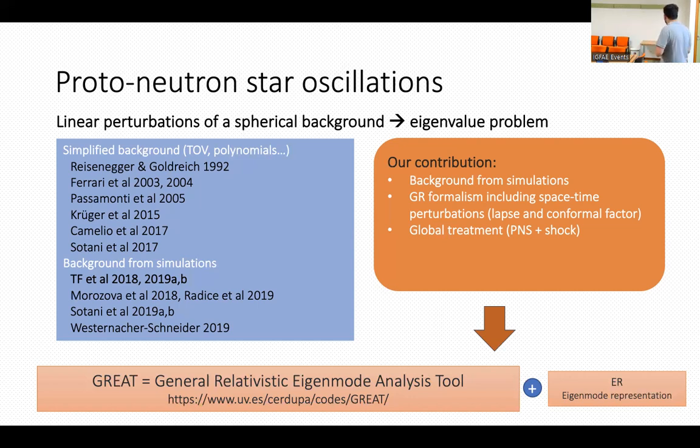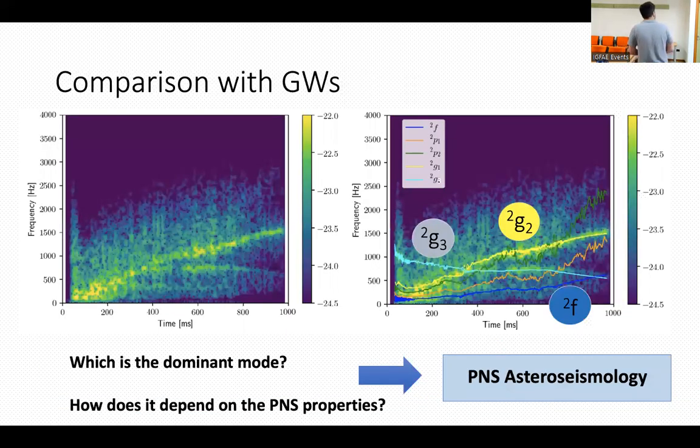This is essentially a program where we make a perturbation analysis and we see how these quantities evolve. So as this is the emission from a given simulation, we compute the modes and you see there is a remarkable similarity between the evolution of the different modes and the gravitational wave emission.